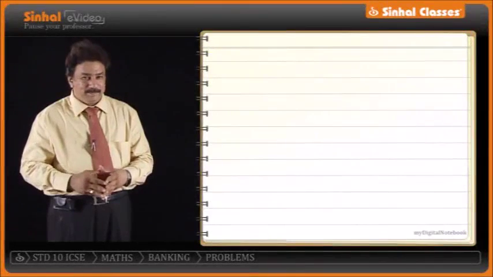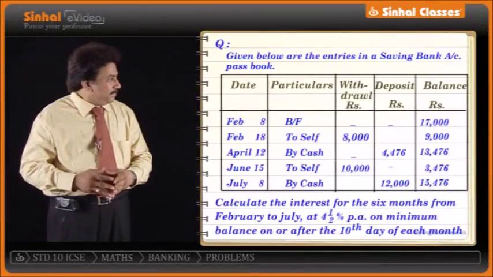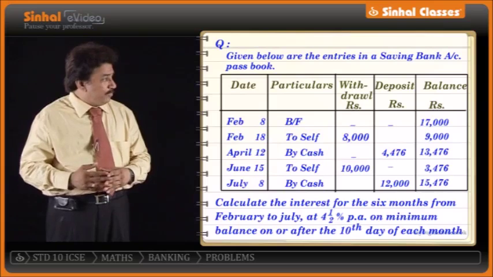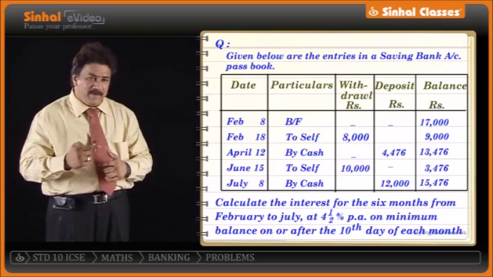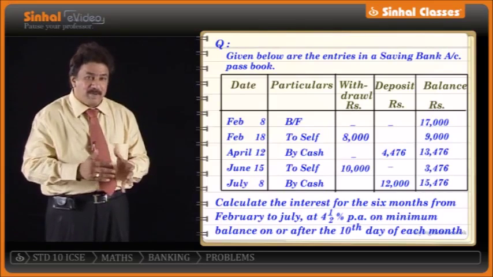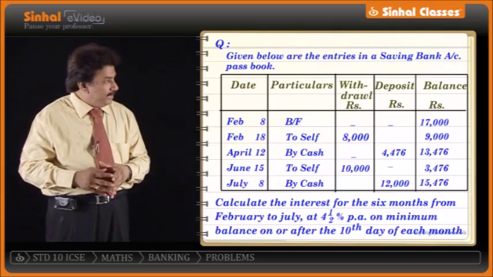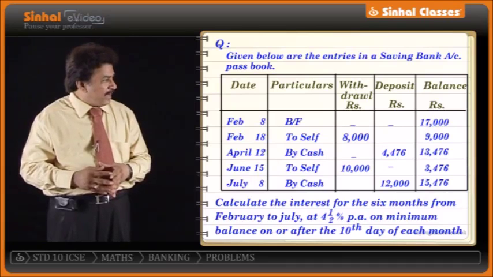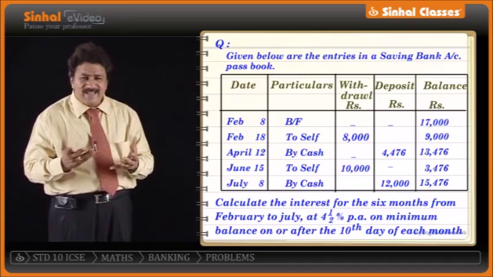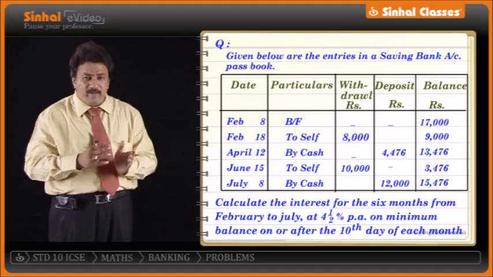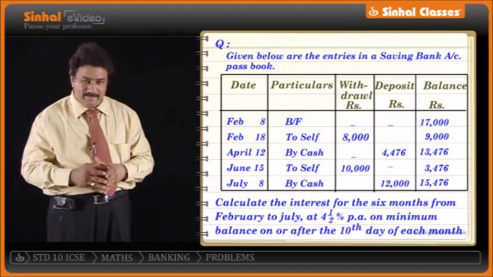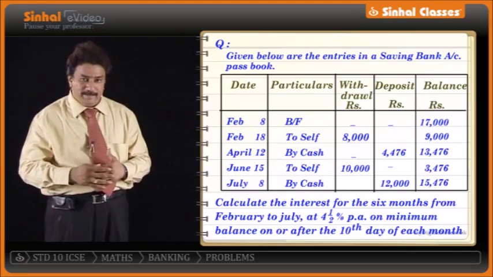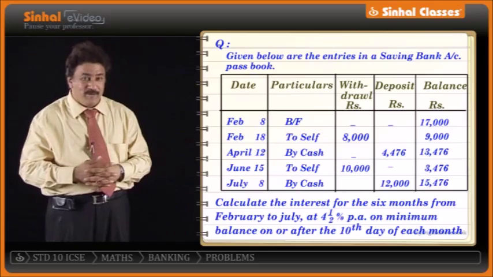Let's pick up our next problem, which says, calculate the interest for 6 months. No problem. From February to July. That means this problem starts from the month of February. At 4.5% per annum on the minimum balance on or after the 10th of each month. That is the same thing. Minimum balance from the 10th to the last date. The same concept. In short, I have to first find the minimum balances for all the months from February to July. Let's start doing the calculation and working.